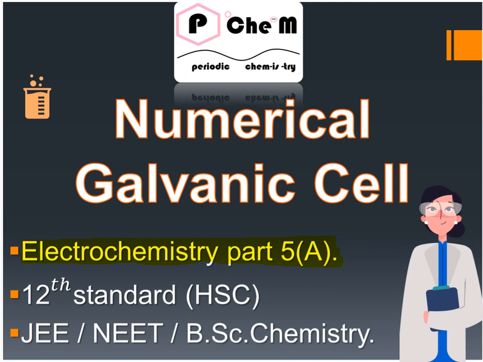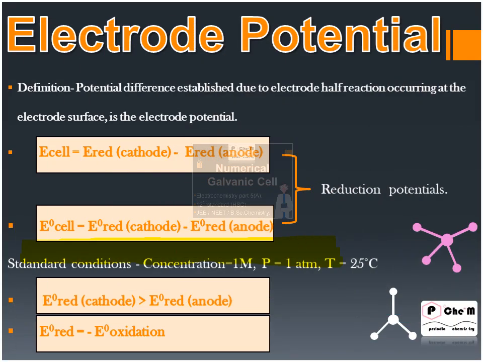In my previous video on Electrochemistry Part 5, we have seen various formulas for cell potentials and standard cell potentials. If you haven't watched that video yet, I request you to watch that so that you can have a better and clear understanding of this part. Here we will be solving numericals to calculate standard cell potentials. Let's start.